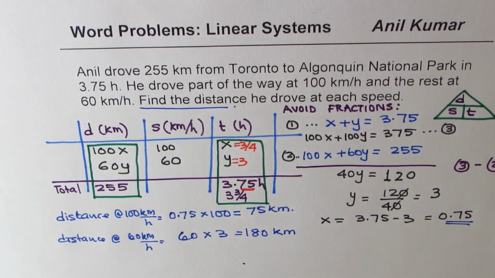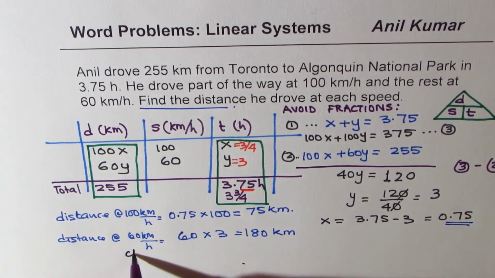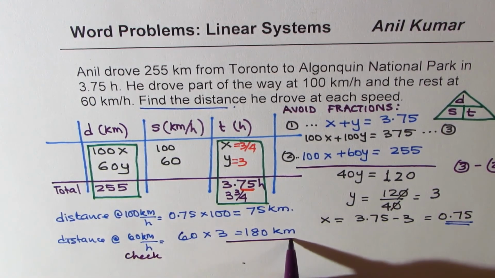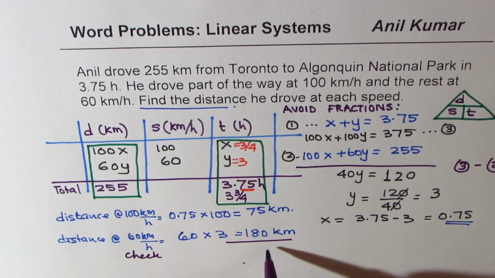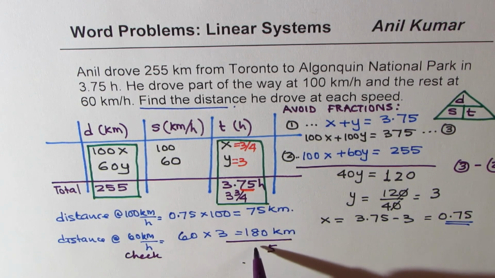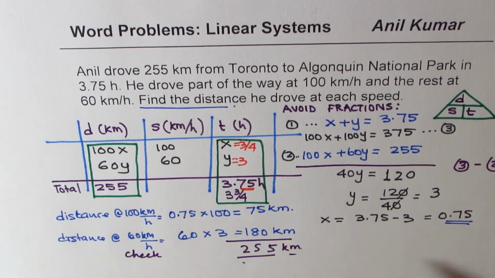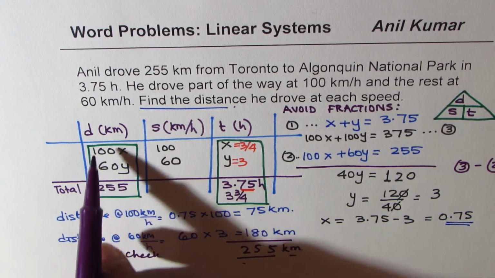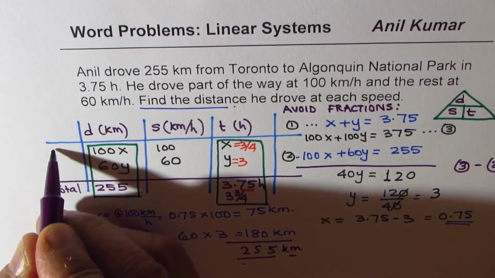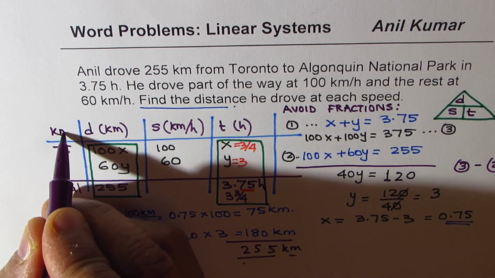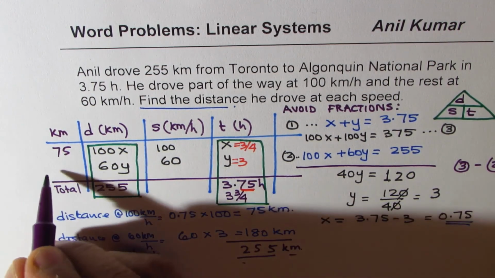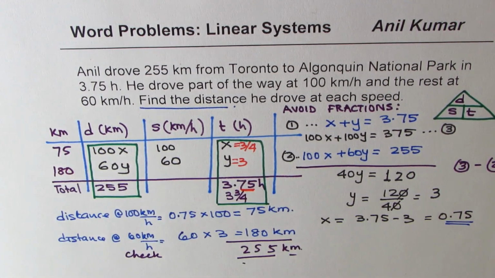Do you see that? And now you can also check your result by adding them. So if you add 5 plus 0 is 5, 7 plus 8 is 15, and 1 plus 1 is 2, 255 kilometers. Do you see that part? So we get our answer, and that is distance traveled at 100 kilometers per hour is 75 kilometers, right? And that at 60 kilometers per hour is 180 kilometers. So that is a neat solution to such a question.